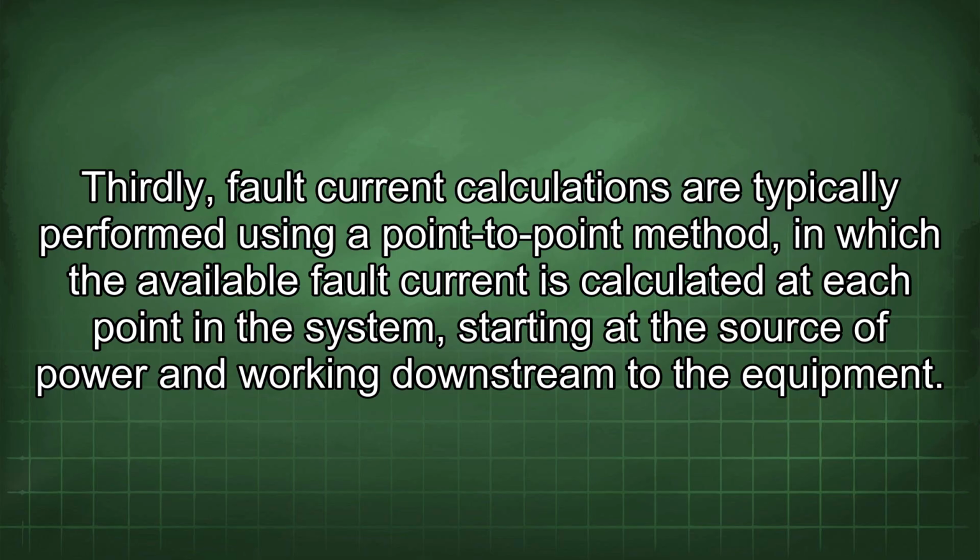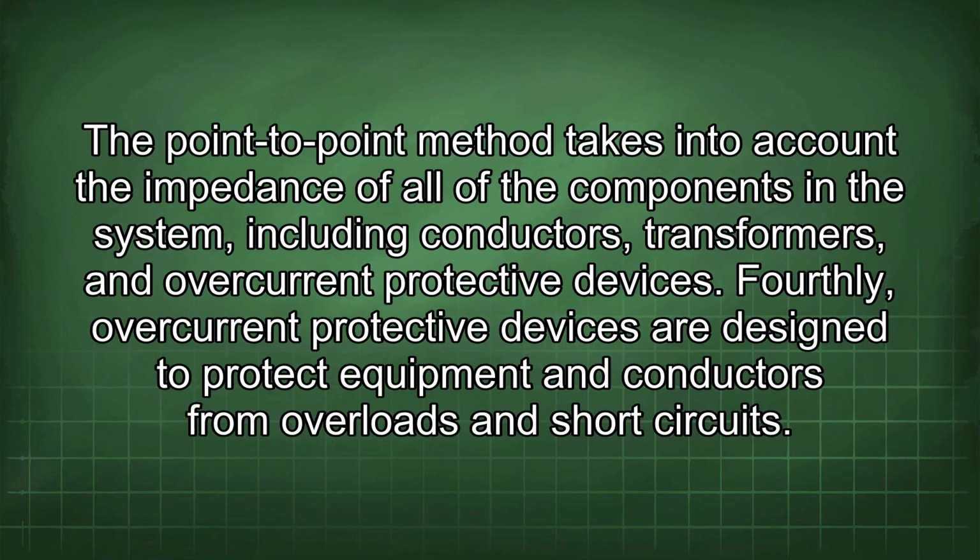Thirdly, fault current calculations are typically performed using a point-to-point method, in which the available fault current is calculated at each point in the system, starting at the source of power and working downstream to the equipment. The point-to-point method takes into account the impedance of all of the components in the system, including conductors, transformers, and overcurrent protective devices. Fourthly, overcurrent protective devices are designed to protect equipment and conductors from overload and short circuits.